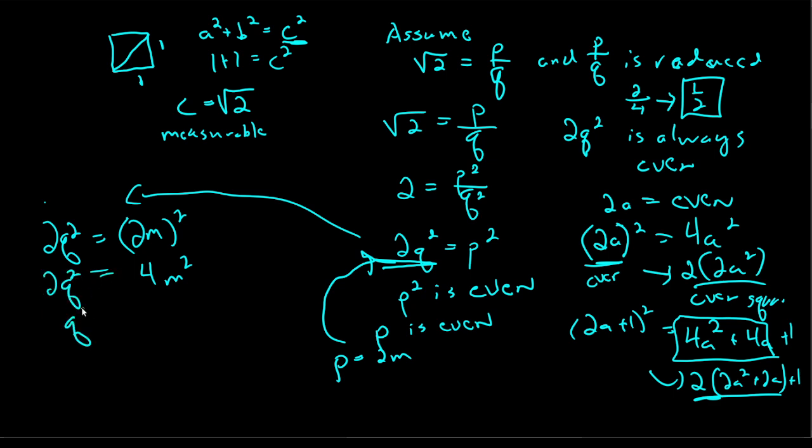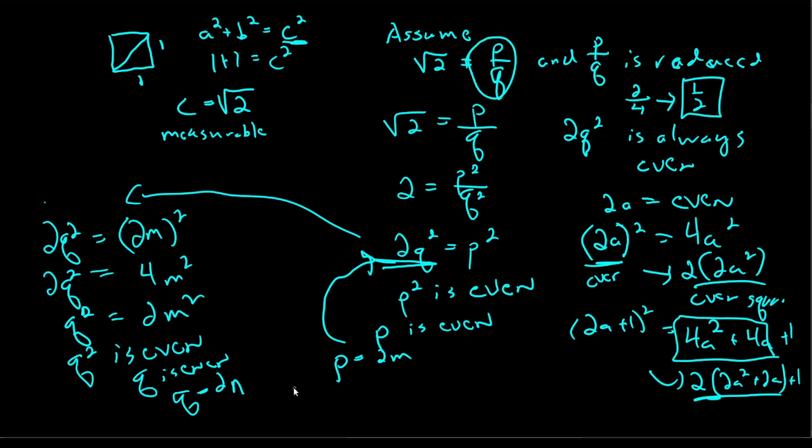I'll divide both sides by 2. And lo and behold, q squared is even, which means q is even. And so I can write q as 2n. That means this number here that I was looking for is 2m over 2n. But I have a problem. Those 2's are going to cancel. This is not reduced form. And if I reduce it, m over m doesn't work. I'll come back with the same problem and have to get the 2's. And so I get a contradiction.